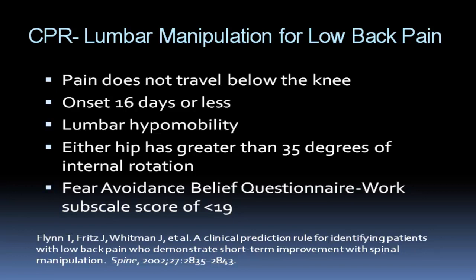Lumbar hypomobility is determined by the practitioner using a P to A force through each spinous process to determine restriction. And next, either hip has greater than 35 degrees of internal rotation. And using a questionnaire called the Fear Avoidance Belief Questionnaire and a subset of those questions for work, the patient has a score less than 19. The judgment of success was a 50% improvement in the baseline modified Oswestry Disability Questionnaire.